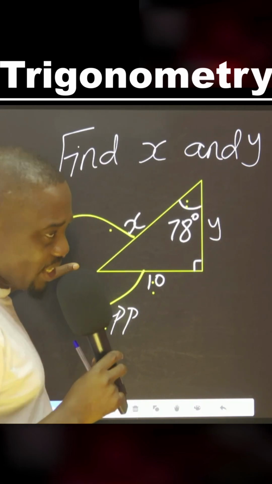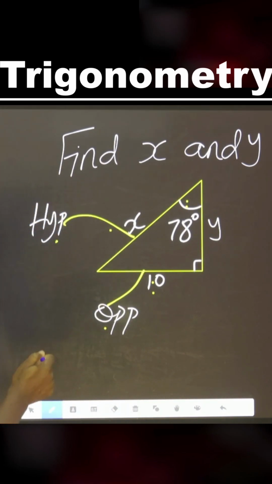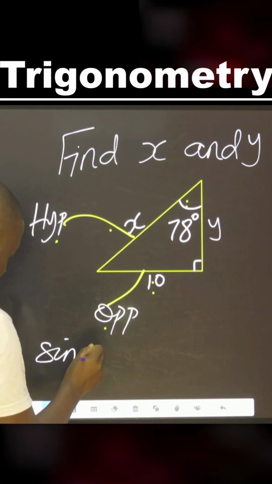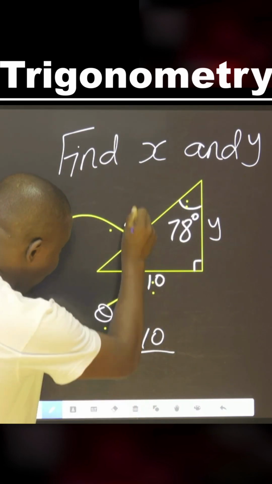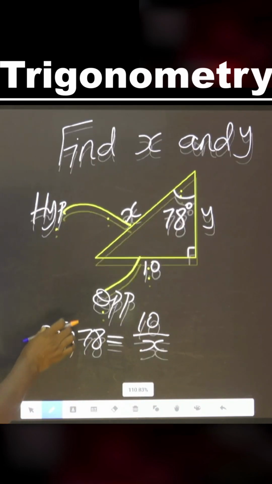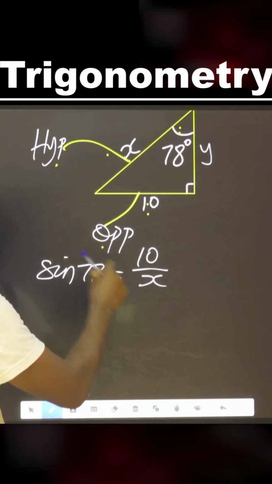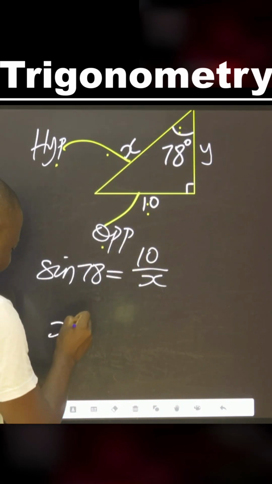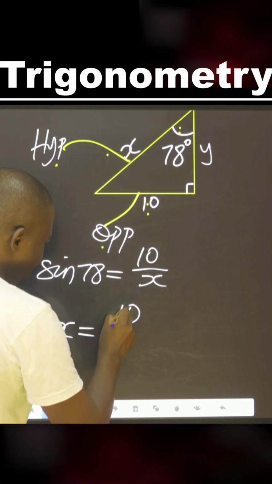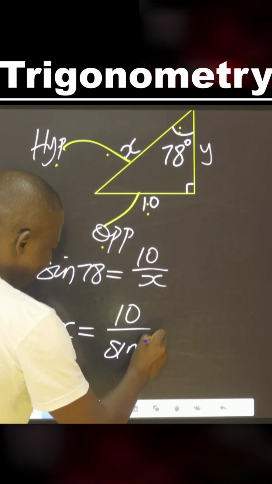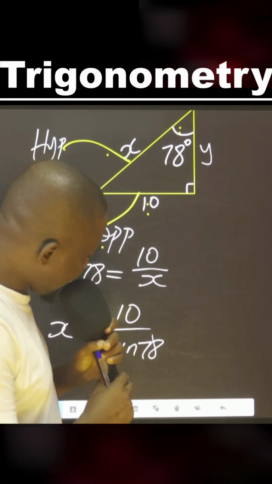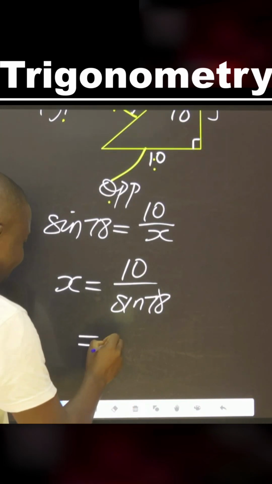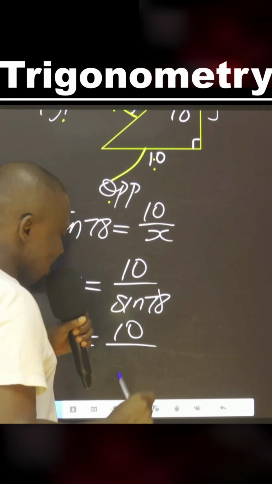So opposite and hypotenuse, that is sine. It means sine 78 is equal to opposite, which is 10, over x, which we are looking for. What we need to do, we cross multiply. You agree with me? We're going to have S equal to 10 over sine 78. Just switch the position. Okay?